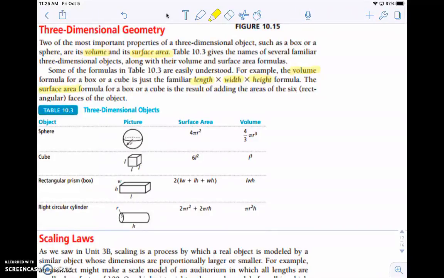The surface area for a box or a cube or anything else is the result of just adding the areas. In this case of a box, it'd be adding the areas of 6 different sides or faces of the object. So if you have a cube here, you have 1 surface, you have 2 surfaces, you have 3 surfaces, and then 4 is going to be on this side, 5 is going to be on the bottom, and 6 is going to be this back side. So the surface area is just the area of all the surfaces combined on an object.